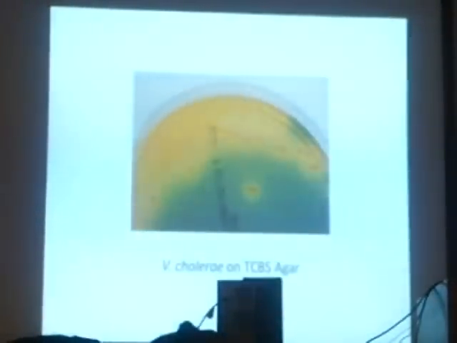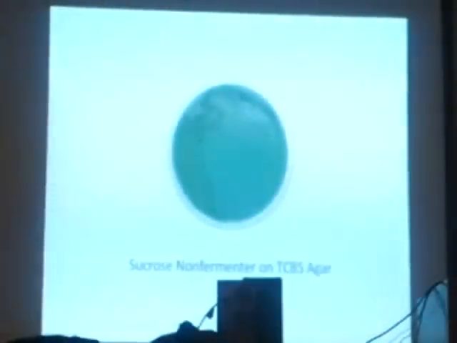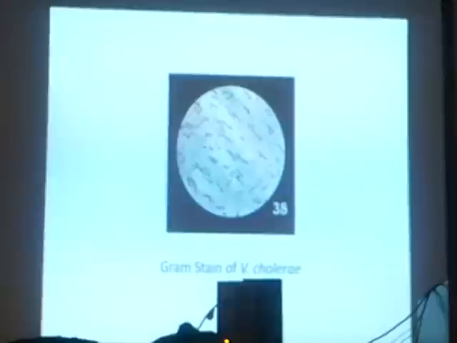Now this is Vibrio cholerae on TCBS agar, with yellow colonies because of sucrose fermentation. It will change the color of bromothymol blue towards the yellow range. And this is a sucrose non-fermenter on TCBS agar. This is a gram stain of Vibrio cholerae. You can see that it is curved, like a comma.